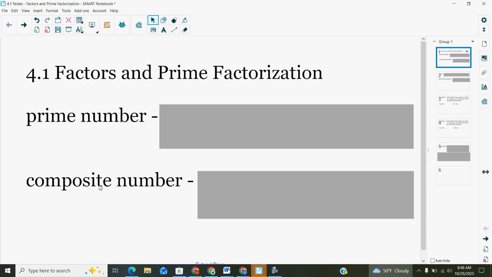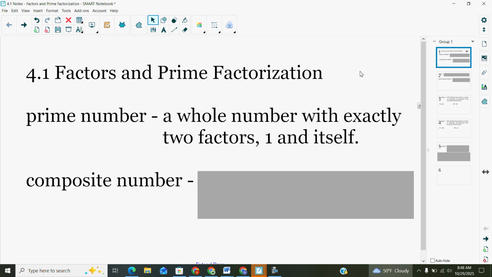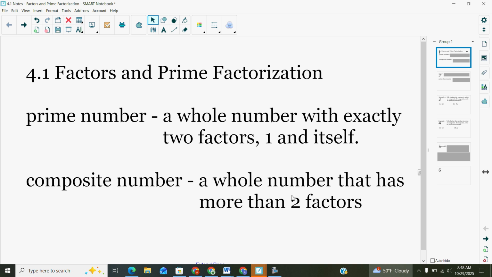So we want to differentiate between a prime number and a composite number. A prime number is a whole number, so no fractions, no decimals, with exactly two factors, one and itself. A whole number with exactly two factors, one and itself, and those are the only two factors. A composite number is also a whole number, but it's a whole number that has more than two factors. Hopefully these are terms you are familiar with.